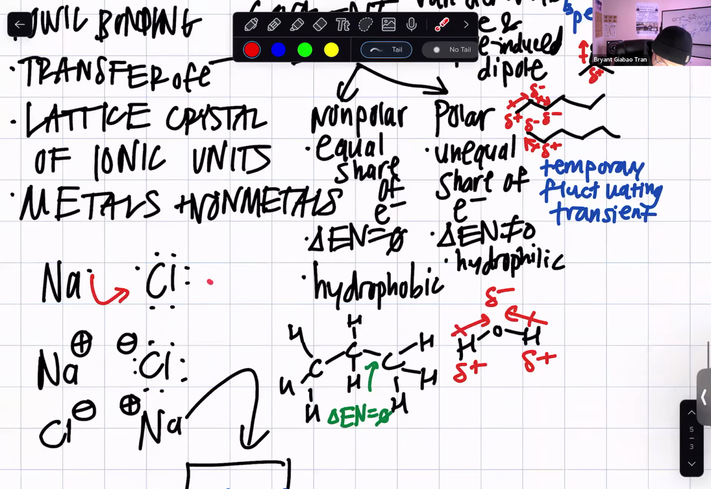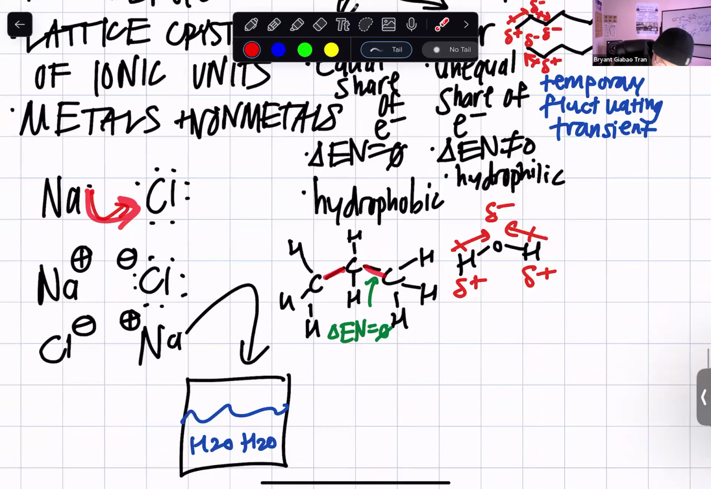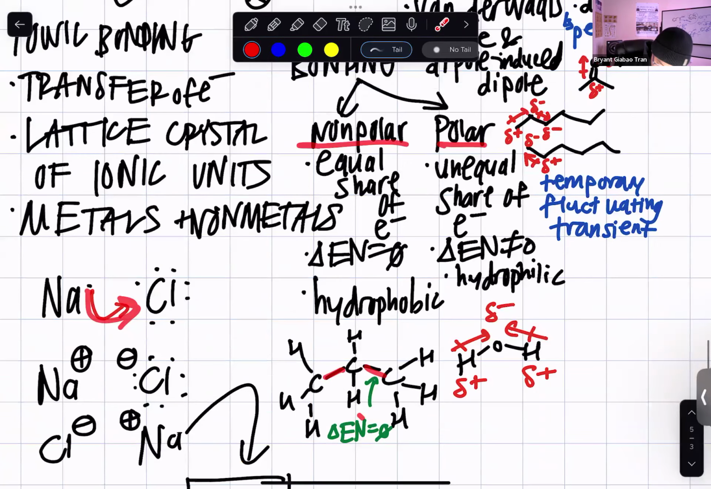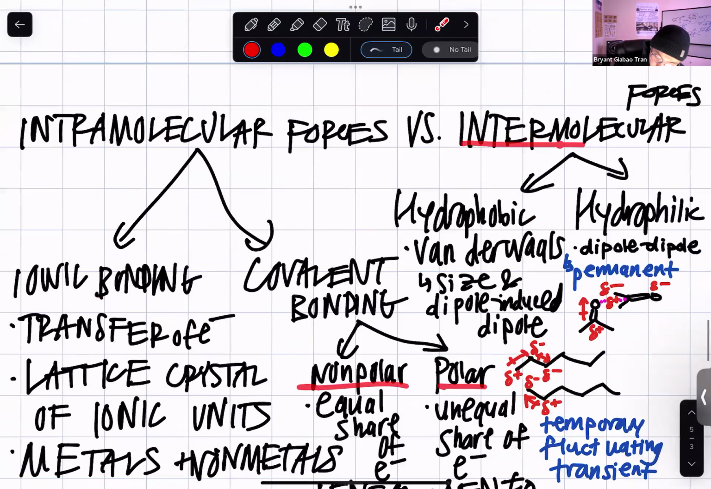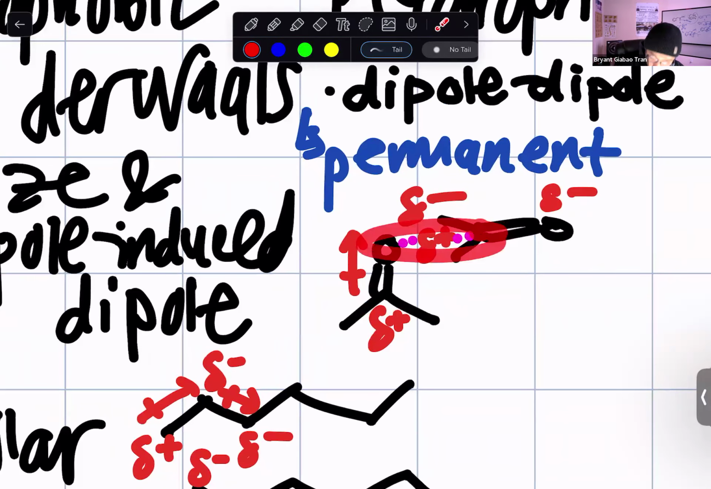Intramolecular forces are like the direct transfer of electrons or the direct sharing of electrons, either nonpolar or polar. Whereas intermolecular forces are going to be between two different molecules, right? Where this is a dipole-dipole intermolecular force because the partial negative charge of one atom of a molecule is attracted to a partial positive charge of another atom of another molecule.